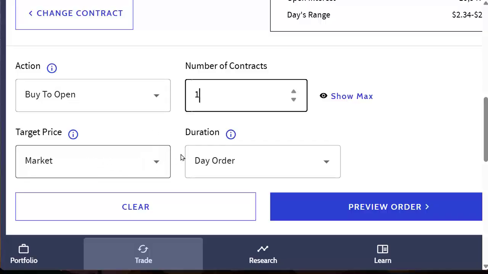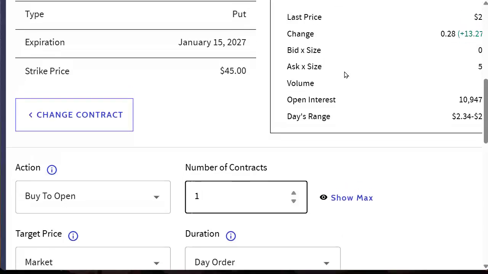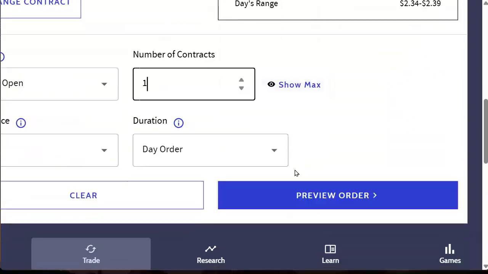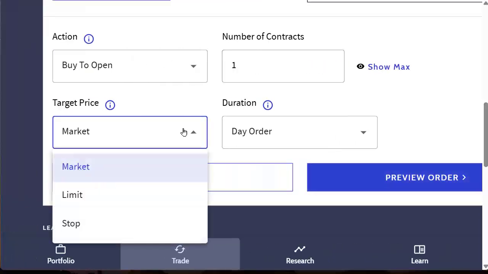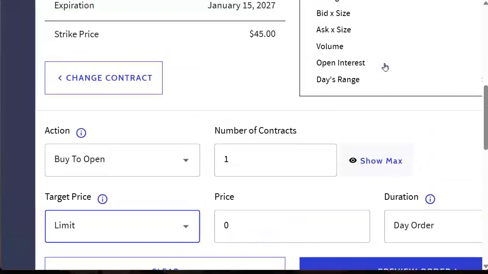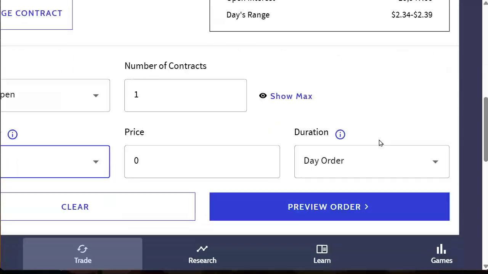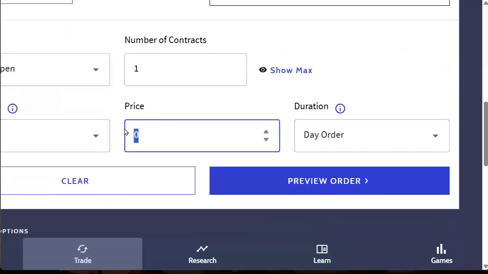So market, day order, and in fact, let's do a limit order because I don't want to buy it for $5 if I should be able to buy it for $2.50. Okay, and right now there's somebody willing to sell it for $5, so we could buy one for $5, but why do that? Let's put in a limit order just for today. Let's say we're willing to buy it for, the most it sold for yesterday was $2.39, so let's say $2.50. Again, that's times 100, so 250.